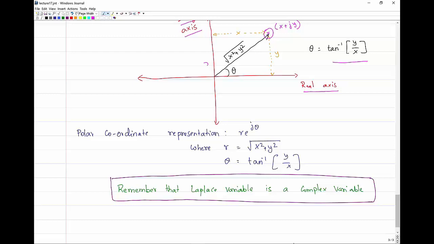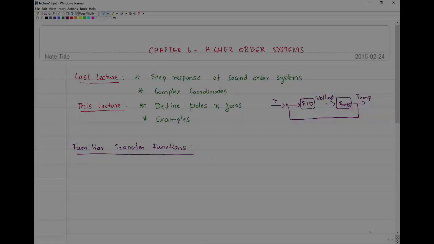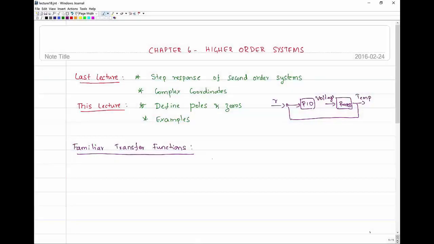And the reason we want to study complex numbers or understand complex algebra very well is because Laplace variables are, after all, complex variables. Now, in order to motivate you to understand the significance of poles and zeros and relate them to the qualitative behavior of responses of transfer functions, let us first take a look at certain familiar transfer functions.